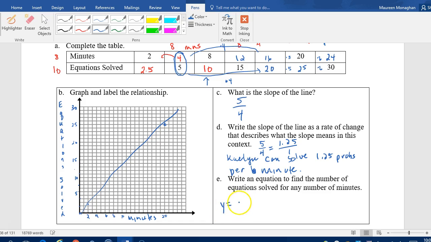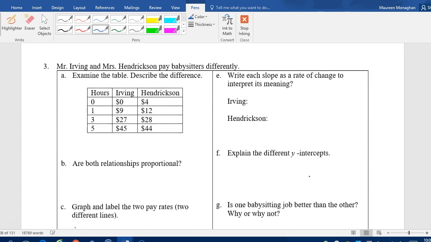Well, we're going to use our slope, or our rate of change. Remember, that's where that goes. Or you could write it as y equals 5/4 x. Okay? Okay, we've got another problem on this next page.